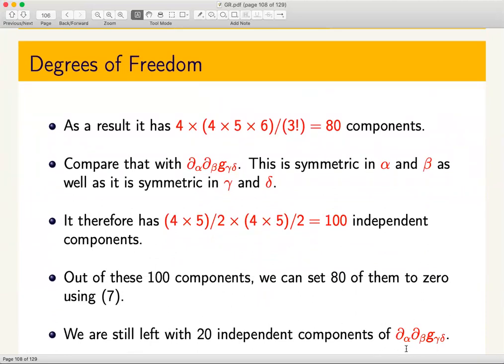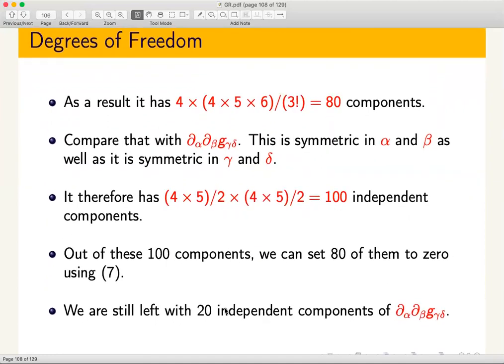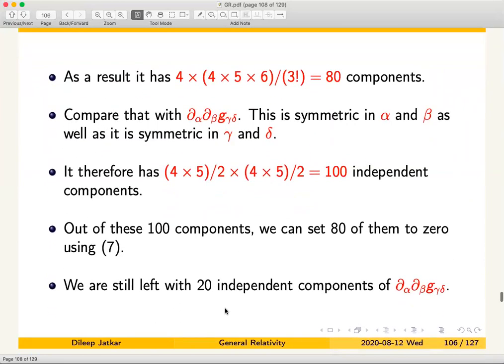And there exists no coordinate transformation, because we already used all the coordinate transformation freedom to set as many parameters to 0 as possible. So these components are independent and no coordinate transformation can touch them. We want to know how we characterize them. Is this argument okay?